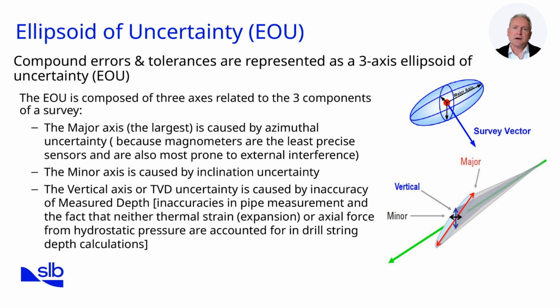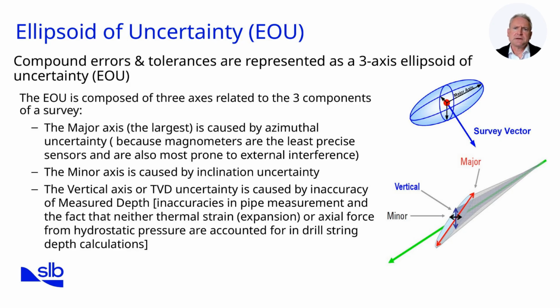In this slide, we are introduced to the concept of the ellipsoid of uncertainty, or EOU. When we drill a directional well, every survey point we take is influenced by measurement errors and tool limitations. The EOU is a way of expressing that uncertainty visually and mathematically. Instead of imagining a single exact point where the well bore lies, we represent the location as a three-dimensional ellipsoid. This shape captures the range of possible positions the actual borehole might occupy.